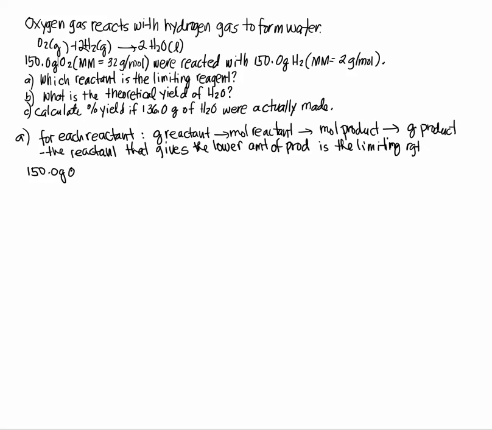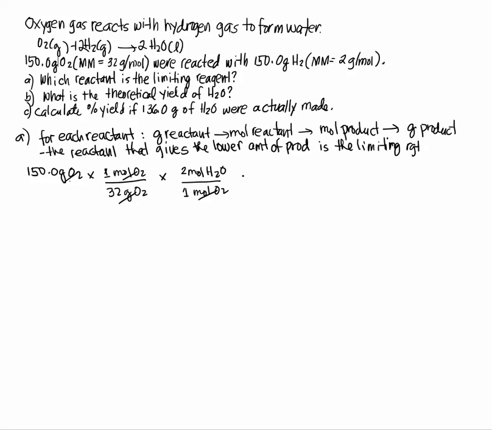150.0 grams of oxygen. We have to convert to moles. So we have to divide by the molar mass. 1 mole of oxygen is 32 grams of oxygen. So grams of oxygen cancels. We are now in moles of oxygen. Next, we have to convert to moles of water. According to the balanced equation, there are 2 moles of H2O for every 1 mole of oxygen. And moles of oxygen cancel.